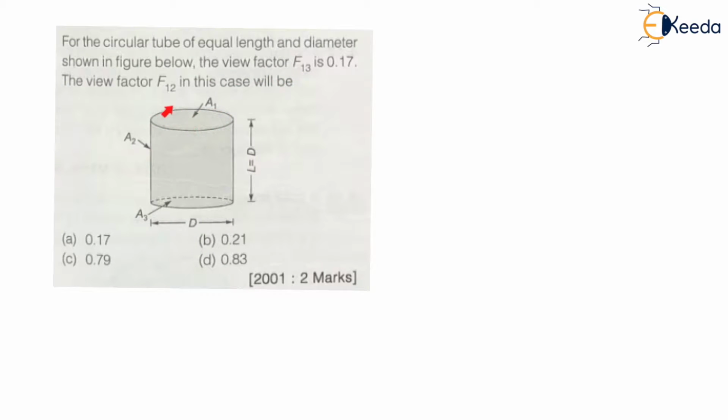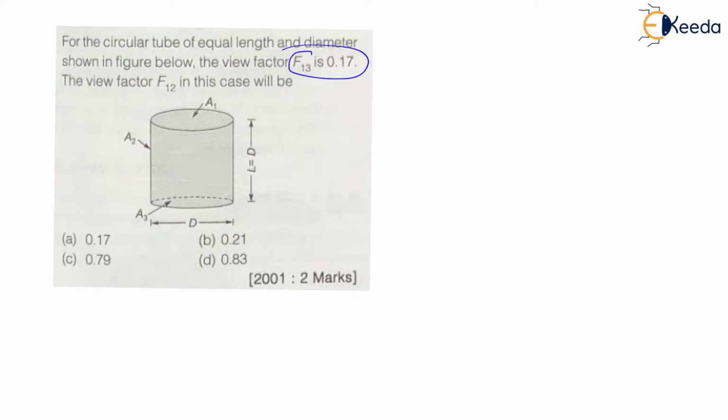Here surface 1 is given. Area 1 is nothing but surface 1. And area 3, there is a circle here, another circular area, is area 3. Now F1 to 3 is given as 0.17. Right. Very important value is given. Then the view factor F1 to 2 in this case will be.